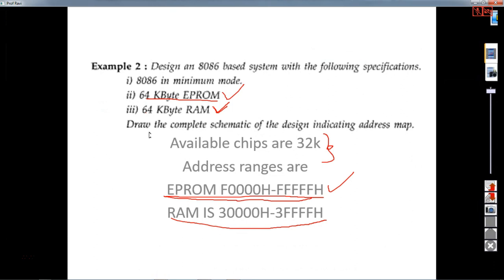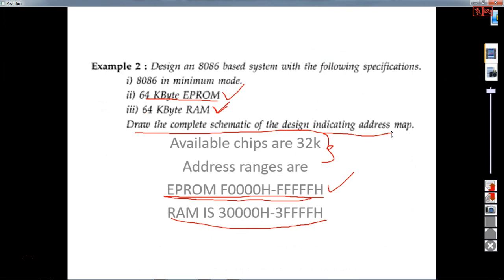Now draw the complete schematic of the design indicating the address map. How do we do it? That is what we will now try to see. How do we start? This is the 8086 based system in minimum mode. Minimum mode means the 33rd pin should be connected to plus VCC, and you have BHE bar and A0.